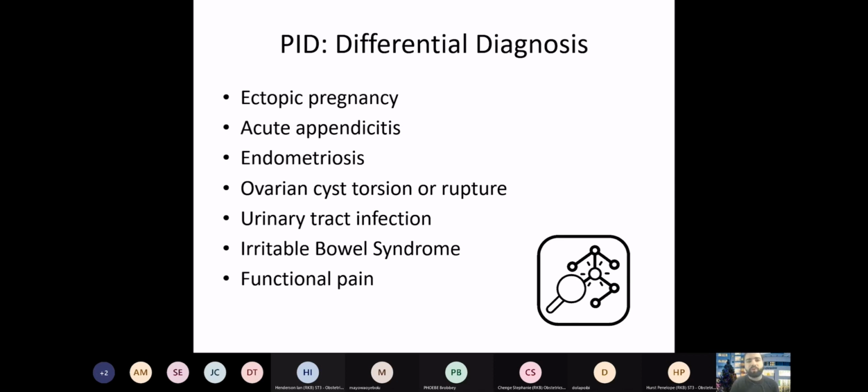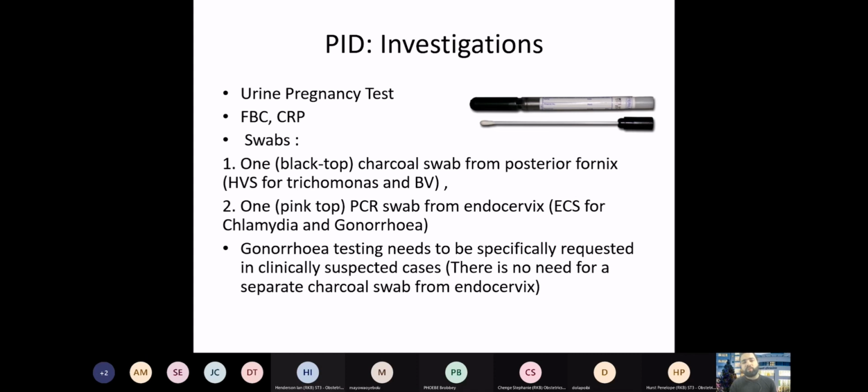So, the investigations that we routinely do include a urine pregnancy test. Of course, we want to rule out ectopic pregnancy. Full blood count and CRP may or may not be needed, depending on the clinical picture. Swabs: a charcoal swab, a high vaginal swab for trichomonas and BV, and a pink endocervical swab for chlamydia and gonorrhea. Where a gonorrhea test is needed, it should be specifically requested on the form, but there's no need for a third or separate charcoal swab from the endocervix for this purpose.